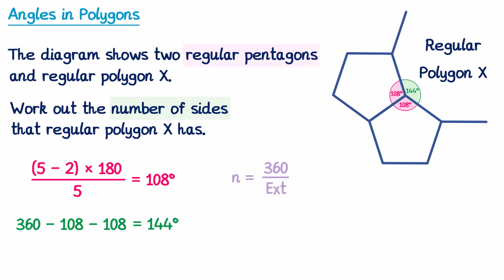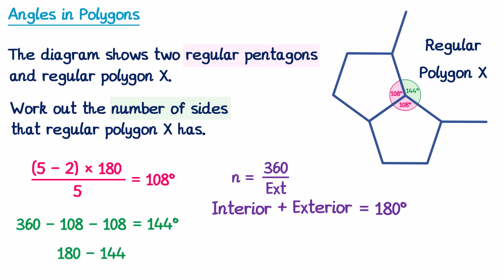The formula we had for the number of sides was 360 divided by the exterior, but we've now found the interior angle of regular polygon X, so we need its exterior angle. We can do that using this formula here. Remember, the interior plus exterior must make 180. So if the interior is 144, the exterior must be 180 subtract this, which gives you 36 degrees.